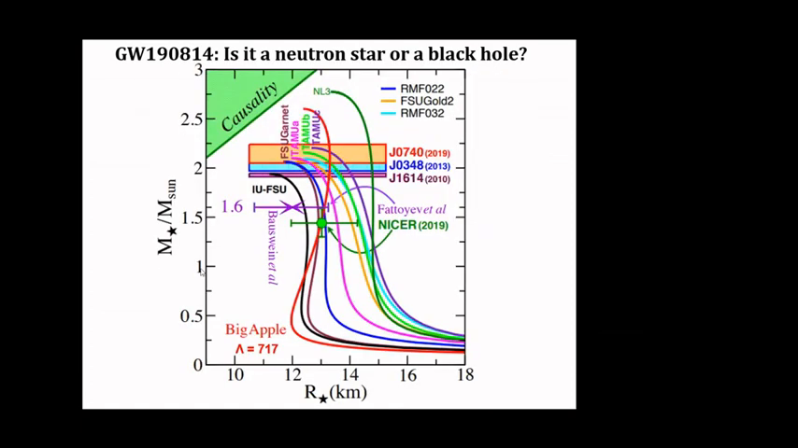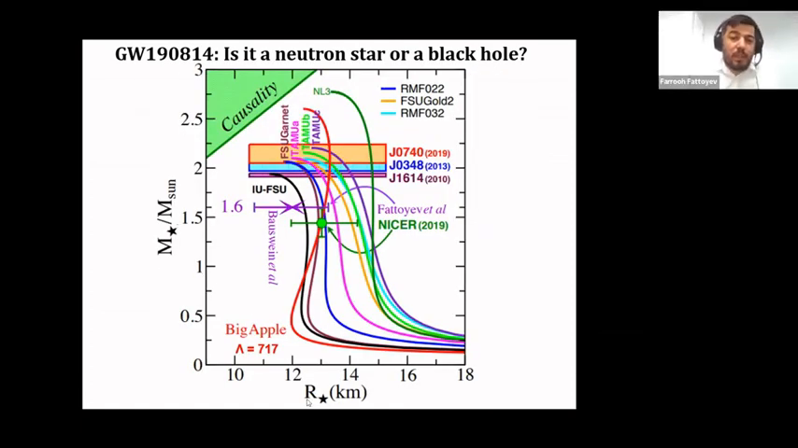And as you can see in this mass versus radius plot, the red curve is essentially the Big Apple equation of state. It agrees very well with the NICER data. It actually goes straight through the middle of it, agrees with other predictions, and also agrees with the 2.6 solar mass object. So it's a very good model that you can come up with, and it also gives a tidal polarizability of 717. So you would think that there is no problem with this kind of model.